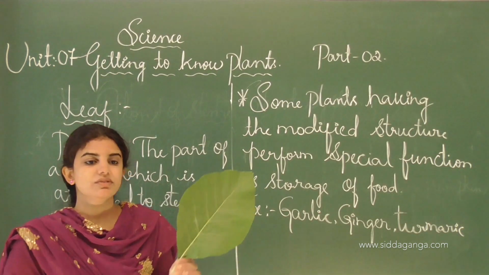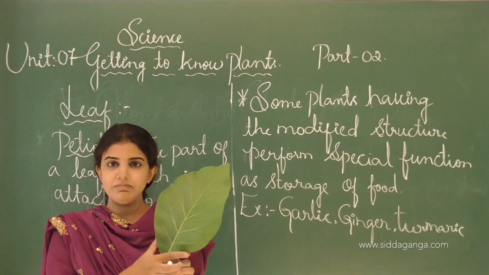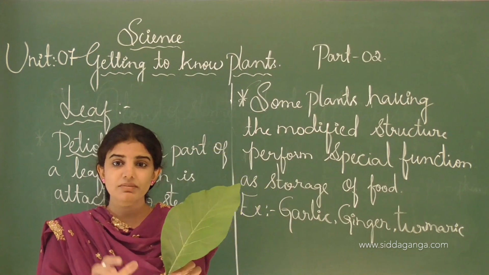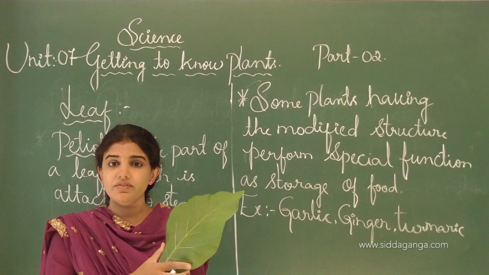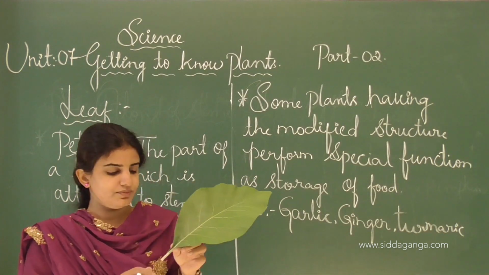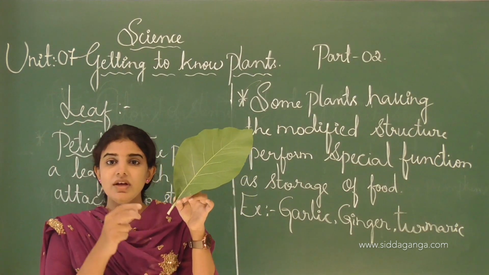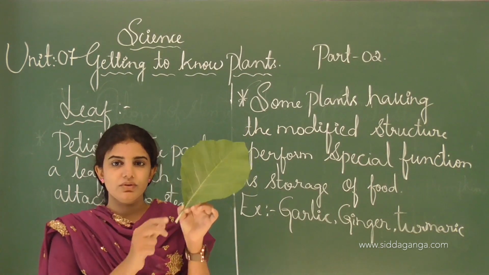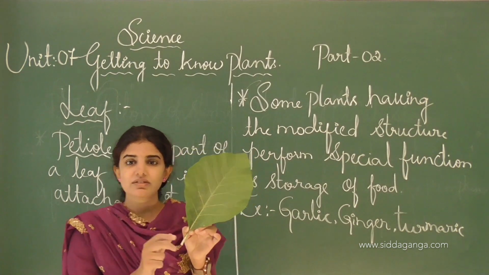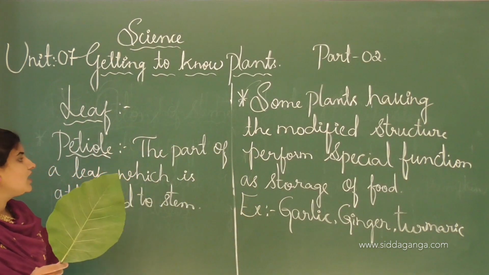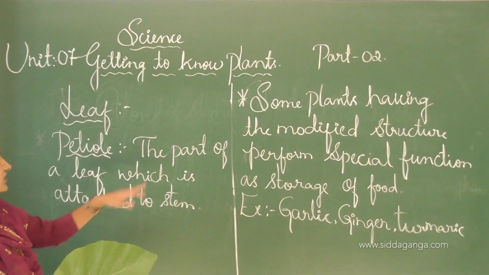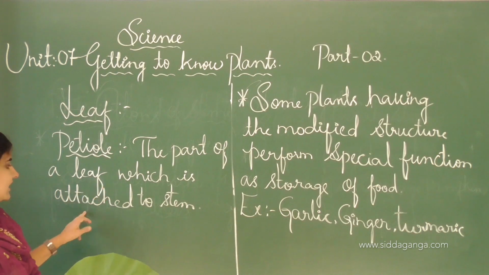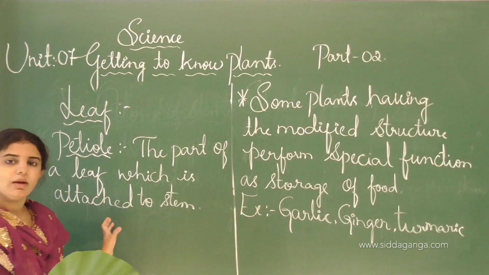See, once I tell the different parts, you can understand that the various parts have some functions and they are different parts of a leaf. This is the stalk of a leaf where it is attached to the stem, and that portion we call the petiole. In other words, the petiole is the stalk of the leaf, and one more definition is the part of a leaf which is attached to the stem is also called the petiole.